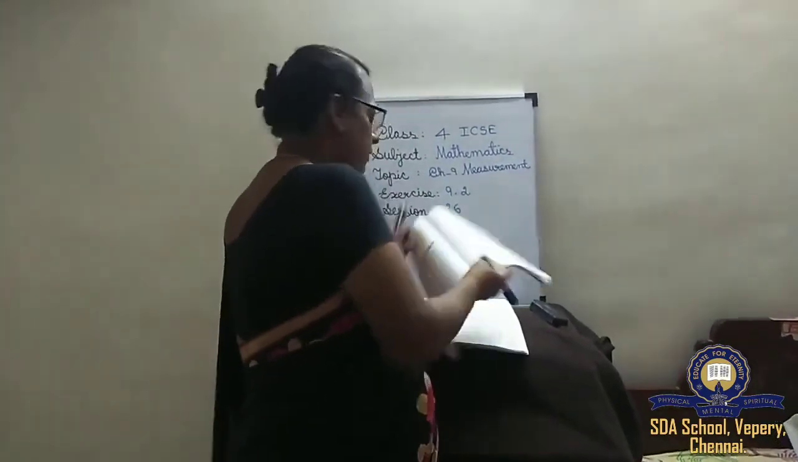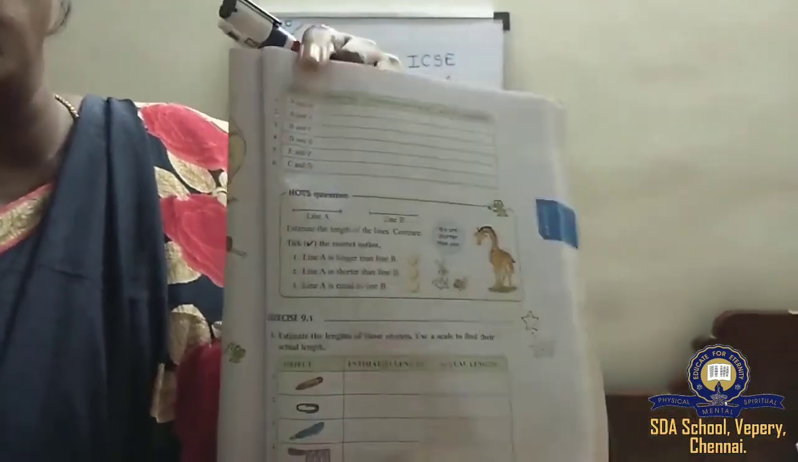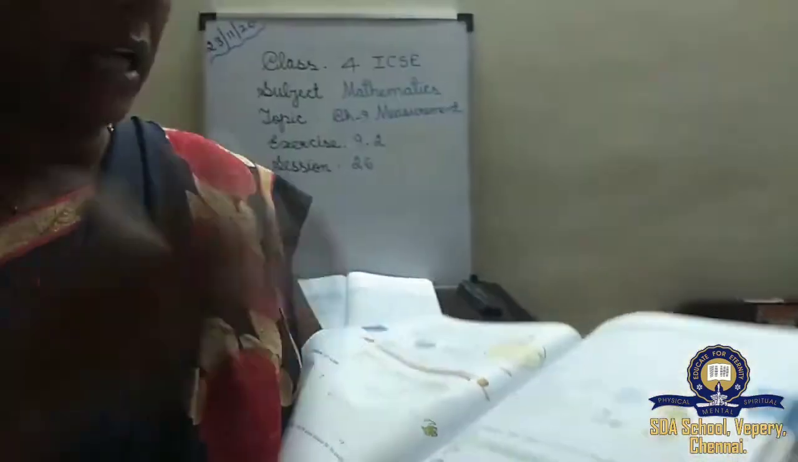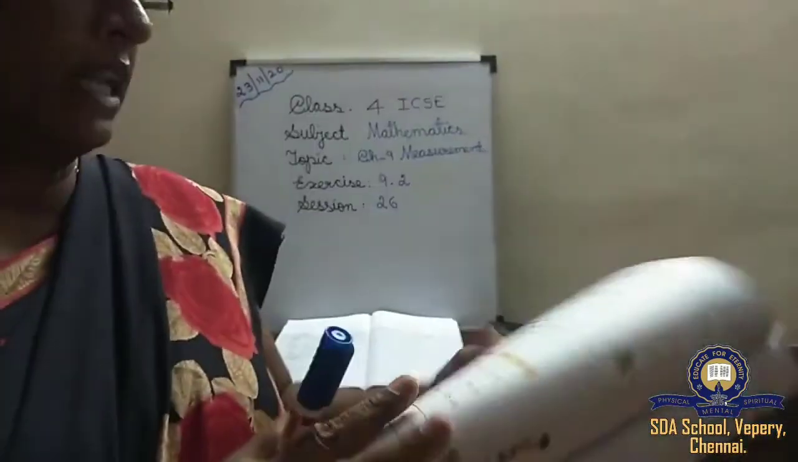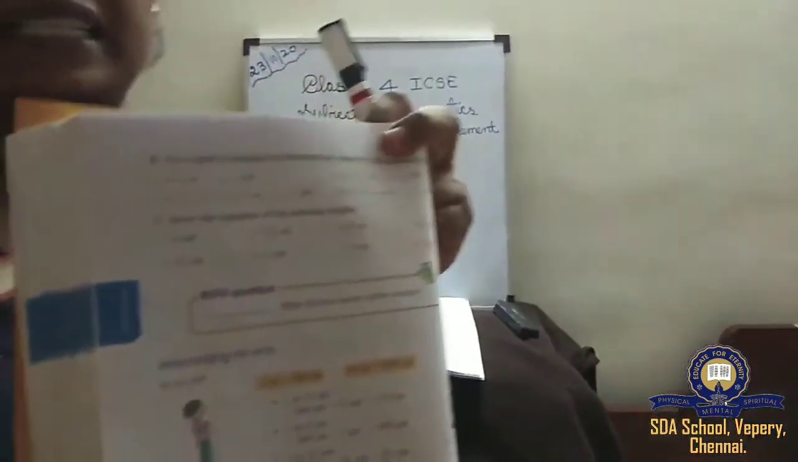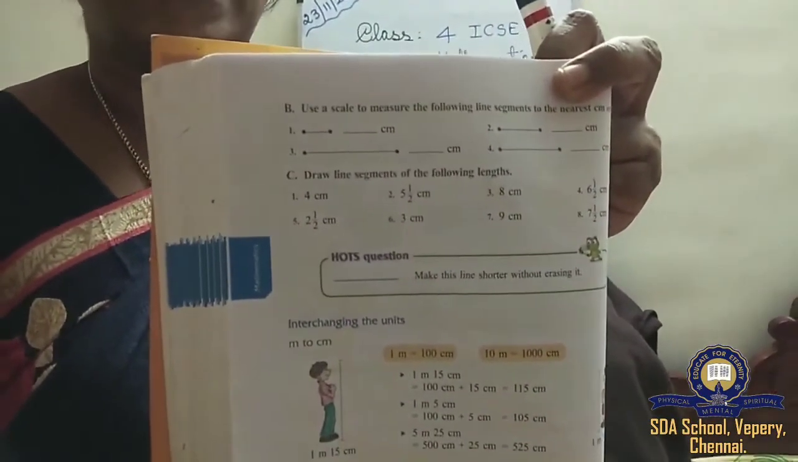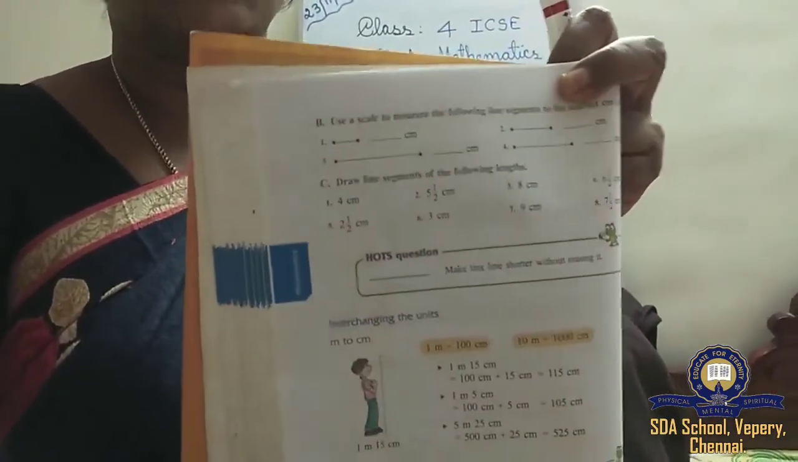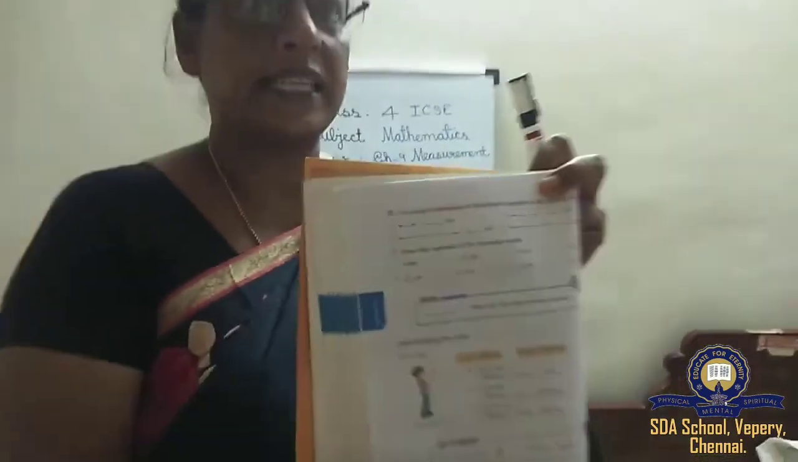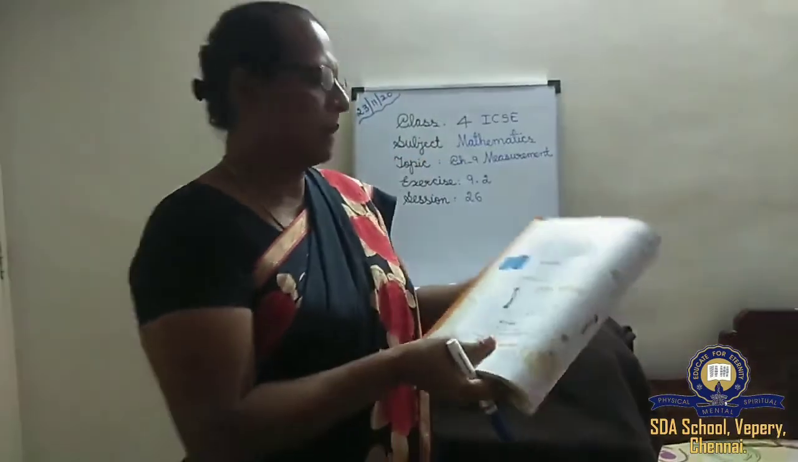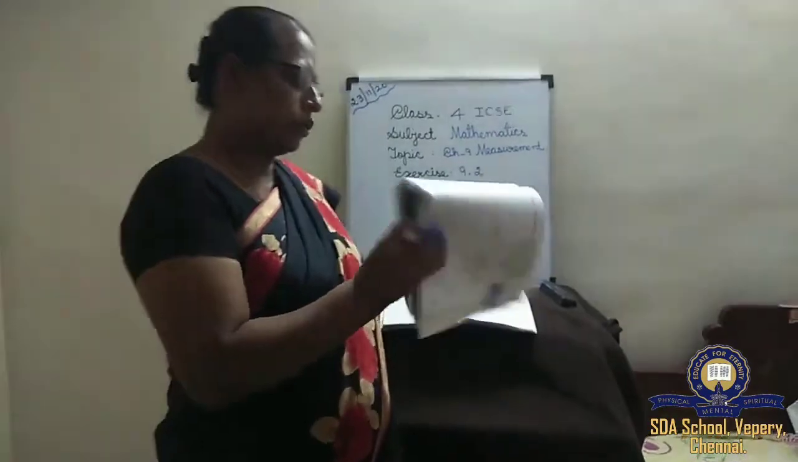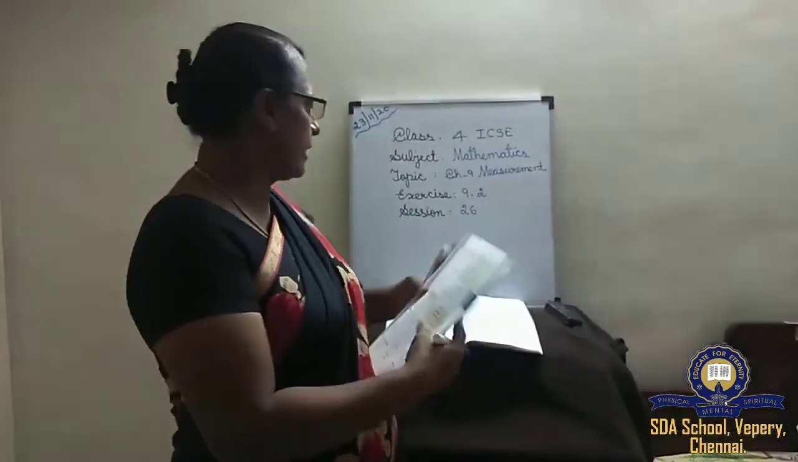So I left it. Okay children, see here, in exercise 9.1 we only have to measure these crayons like that. If you want, you can do it on your own. Then on the next page they have given only the measurement, where you have to draw the line segment. We learned that in the last class itself, so I have skipped exercise 9.1. Children, from 9.2 I am going to teach you.